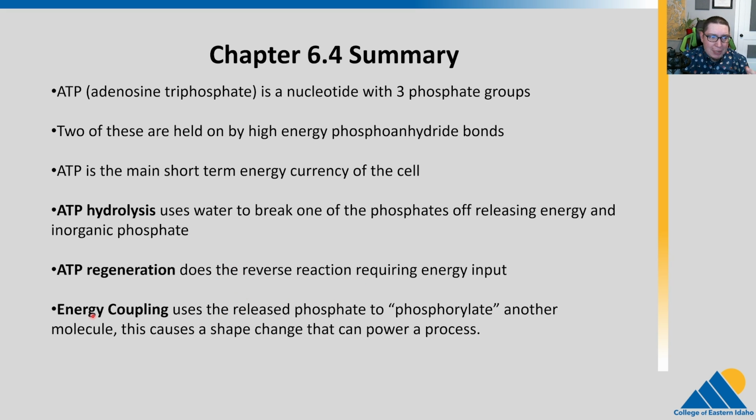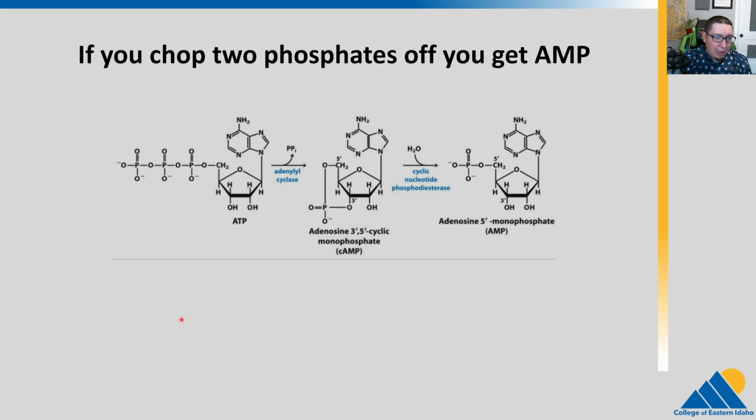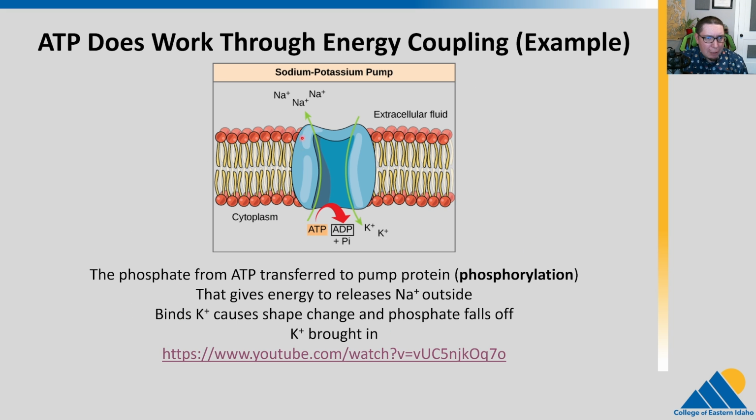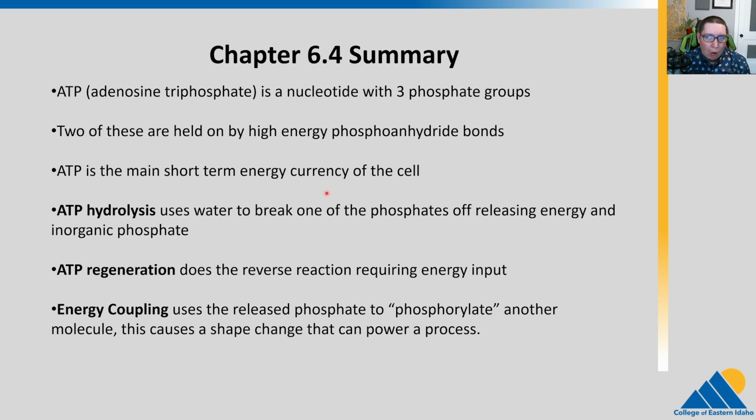And we can use ATP through a process called coupling. Energy coupling uses the released phosphate to phosphorylate something else, another molecule, and that causes a shape change that can power a process. So back here, when we have the pump changing state, we call that phosphorylation because the phosphate is added there, or we're harvesting its energy there. All right, perfect. That is it for 6.4.